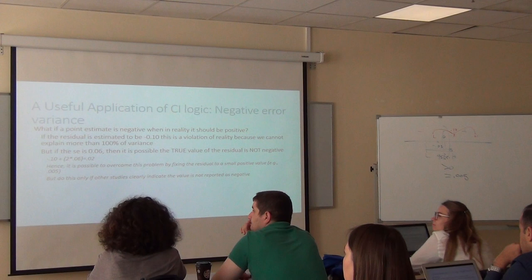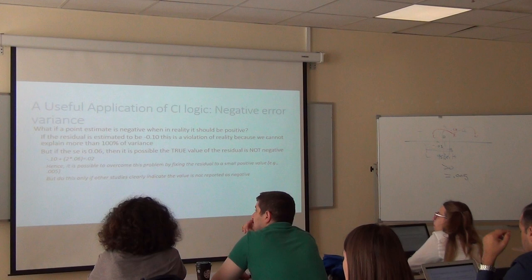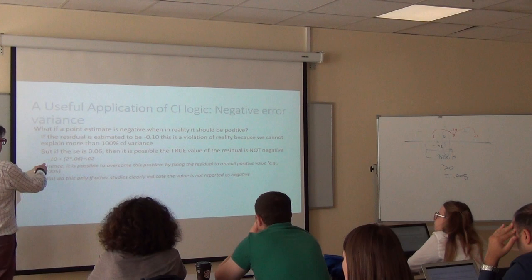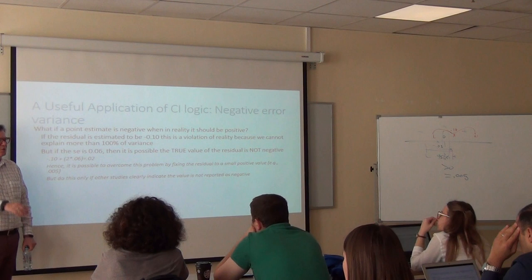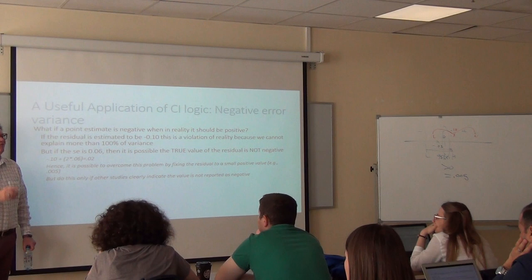At least with this sample. Sometimes you can't fix it this way because it's minus 20 and the standard error is 6 and you're stuck below zero. You know there's something seriously wrong with your model. Your model is wrong for that data set.